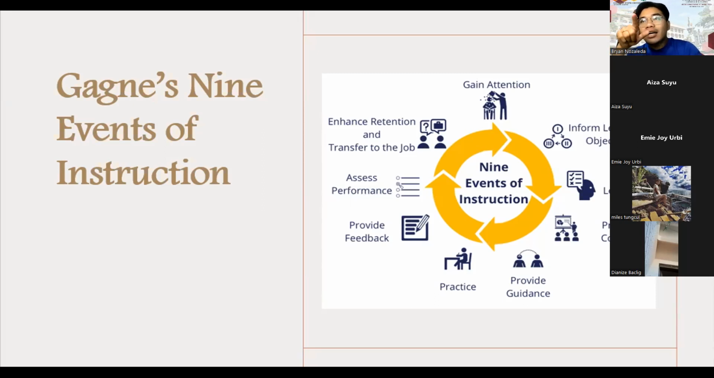Okay, ayan siya. Nakikita niyo ba yung screen? Nakikita niyo ba yung picture sa cellphone niyo? Yes, sir. Ayan.